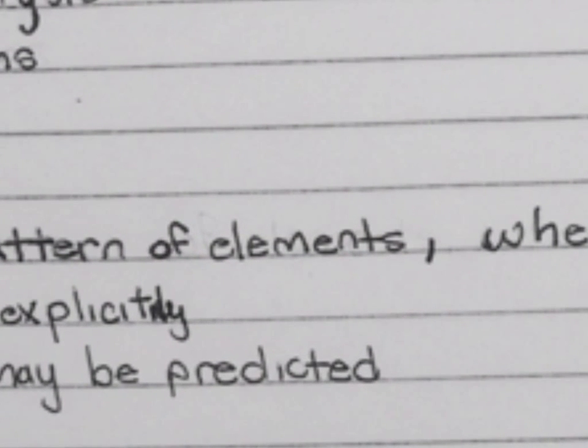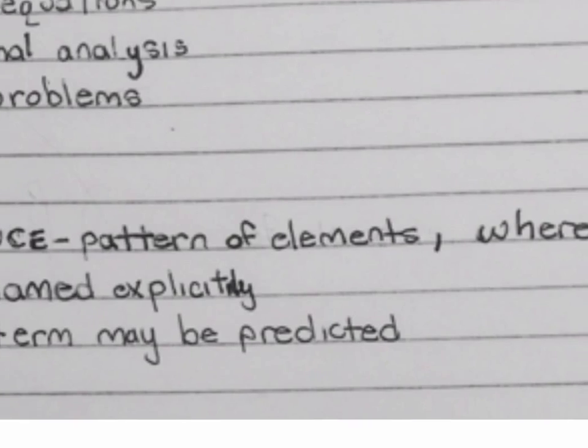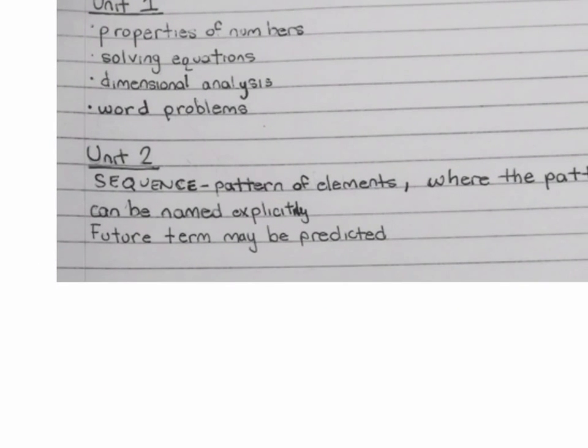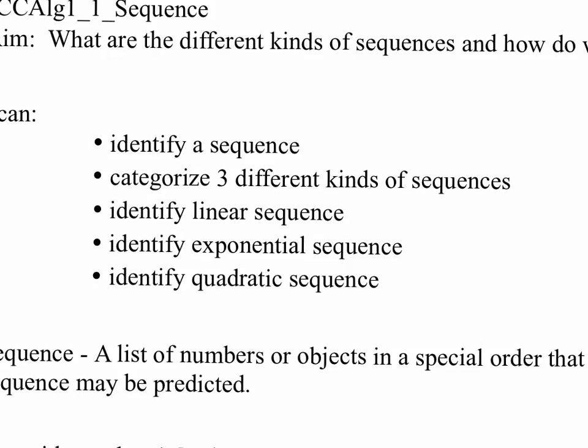Crucial word in there is the word elements. So frequently in this class it's going to be numbers, right? But it could be colors, shapes, even sounds. Additionally, when we're talking about sequences, we can think about this idea of future terms may be predicted. That's going to be really critical in the days and weeks ahead.